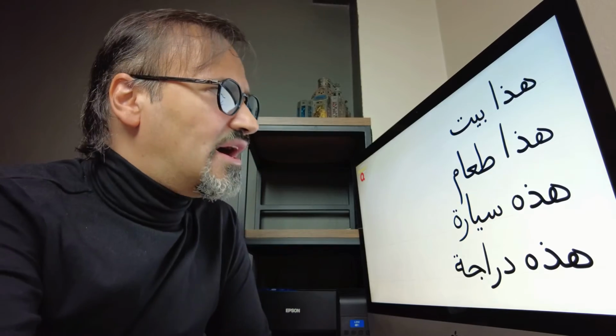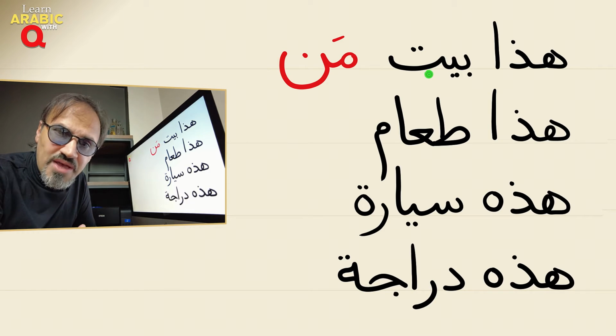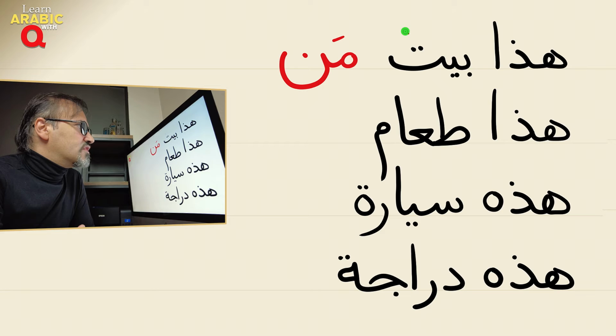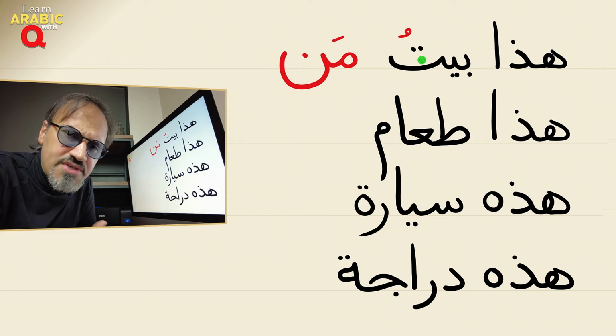We have هذا بيت. You know, this is a house. If I wanted to ask, who does this house belong to? Whose house is this? I will only add a men to the end of it. So it becomes like this. هذا بيت من. There you go. هذا بيت من. Whose house is this?